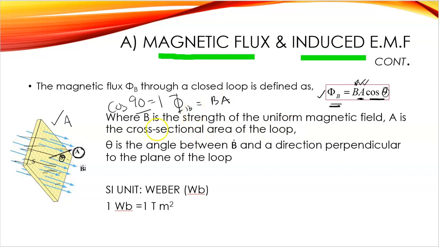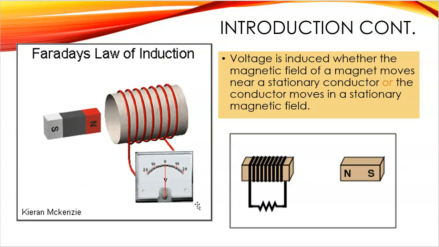Right? Okay. And the SI unit for magnetic flux is the Weber, or Wb. You have to know that 1 Wb is equal to 1 Tesla meter squared, because this is the symbol for B and this is the symbol for A. Hence, after all, the magnetic flux is equal to the product of B and A. So this is one of the mathematics in magnetic flux and induced EMF. Okay, you have to know this fact.